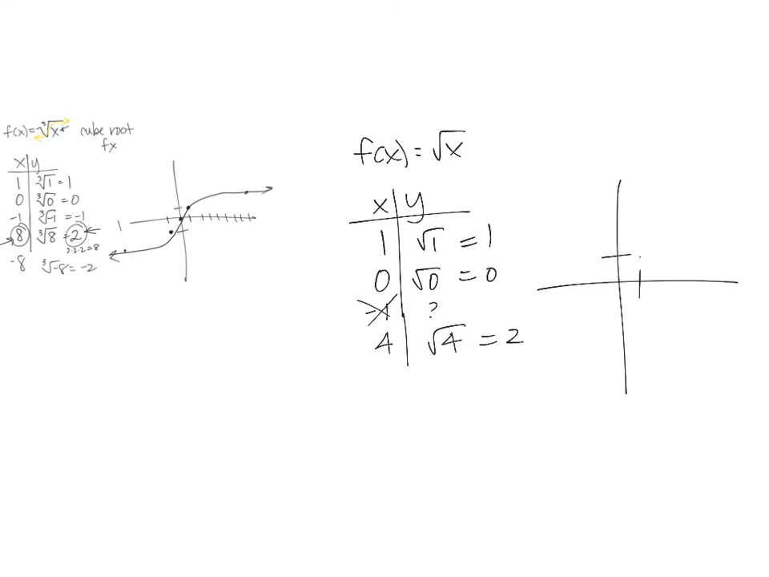So again, 1, 1, 0, 0, that's all looking familiar. I can't plug in anything over here though, because again, that's going to give me stuff that is not defined there. And so then the next thing I have is 4 up at 2. So it almost looks a little like this part of that cube root, but it's growing a little faster because already at 4, it's up at 2. And then it shoots off.